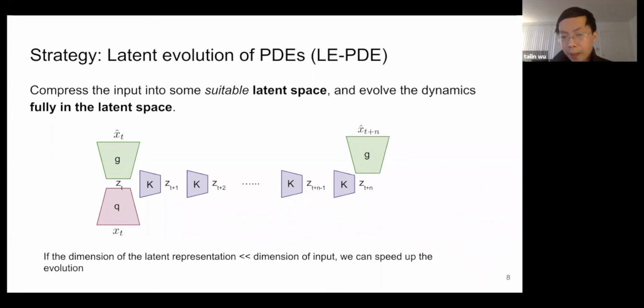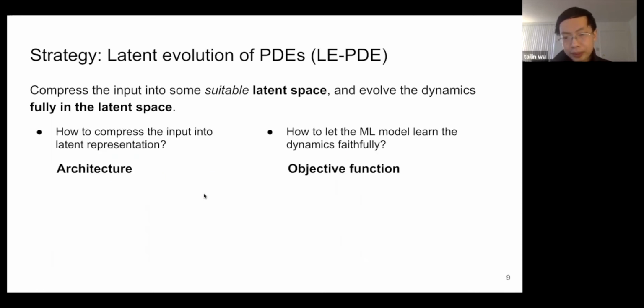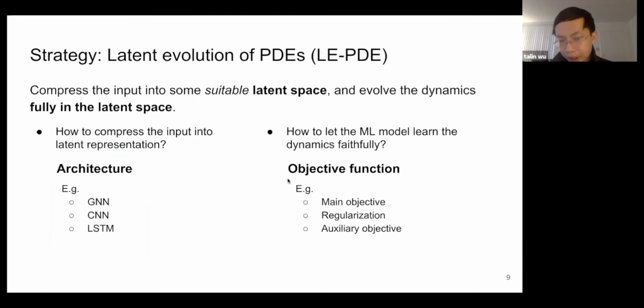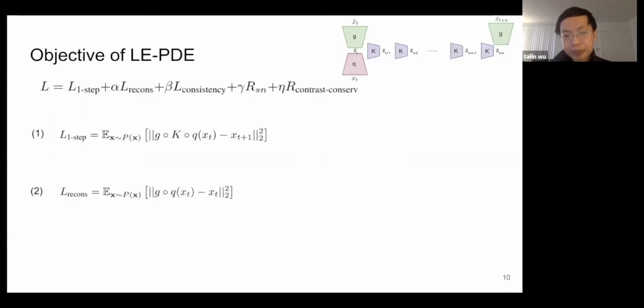Therefore, it is very hard in general to learn this operator faithfully and evolve over long time scales. And the design of the objective should encourage learning such a good operator. So the objective we introduce is the following. It consists of 5 different terms.